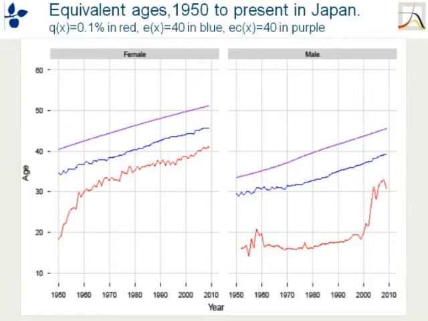I don't want to dwell on this, and I'm going to skip over the next 2 slides, but I just want to say that there's some interesting work being done in Vienna. They're using life expectancy as their measure of equivalent age, and I'm going to use mortality as a measure of equivalent age. So I'll skip these 2.